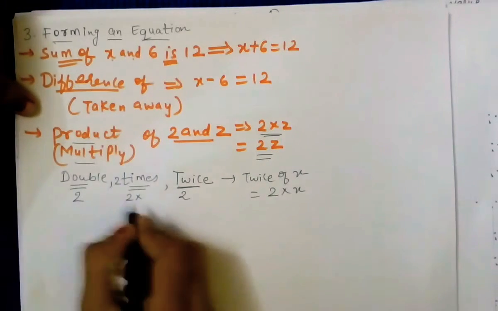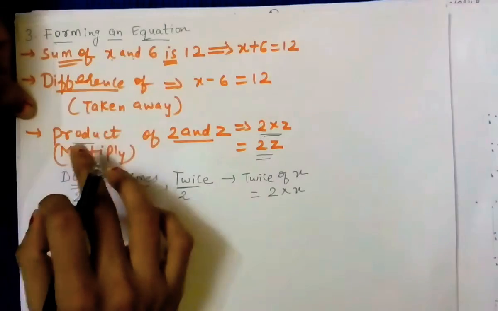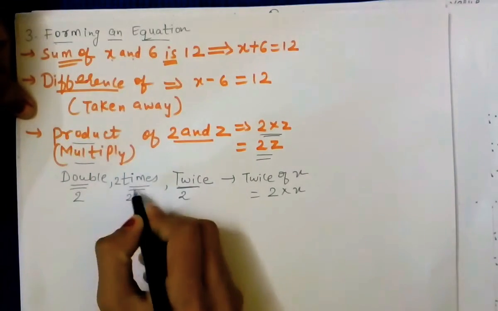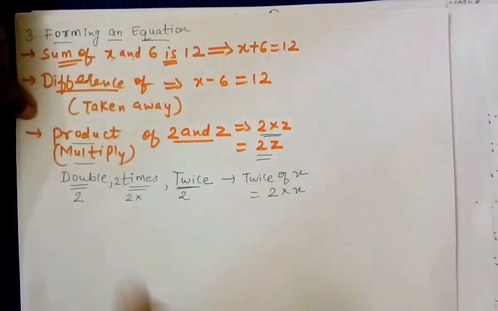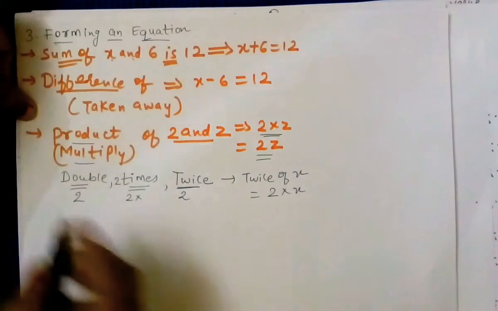So this way the words are given in case of product or multiplication, or this times is given. Whenever times is given, 2 times, 3 times, 10 times, we have to multiply with 10 or 2 or whatever it is given.